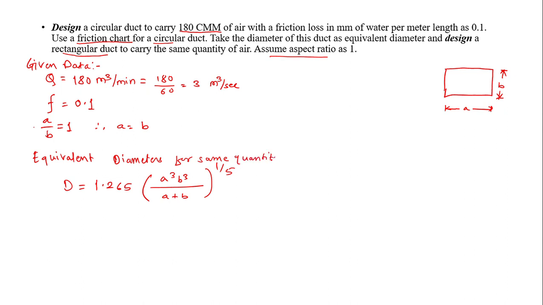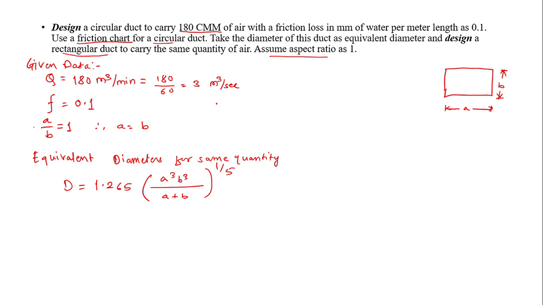There are two equations. One is for the same velocity, and the other is for the same quantity. So this is the equation for the same quantity. Now if I am able to get this diameter D, then I can easily get the values of A and B, which is the required thing over here. To get the value of D, I will make use of the friction chart.